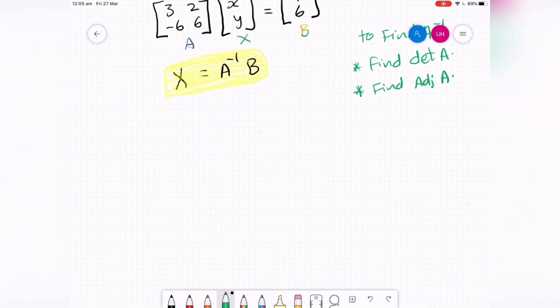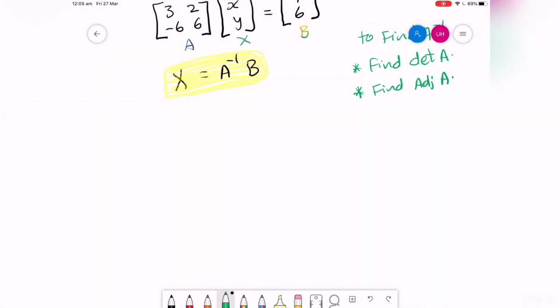Right, so determinant A equals 3 times 6 minus 2 times minus 6. All right, so 3 times 6 is 18. Then minus 6 times 2 is minus 12. Minus minus is plus 12. So this is going to be 30.